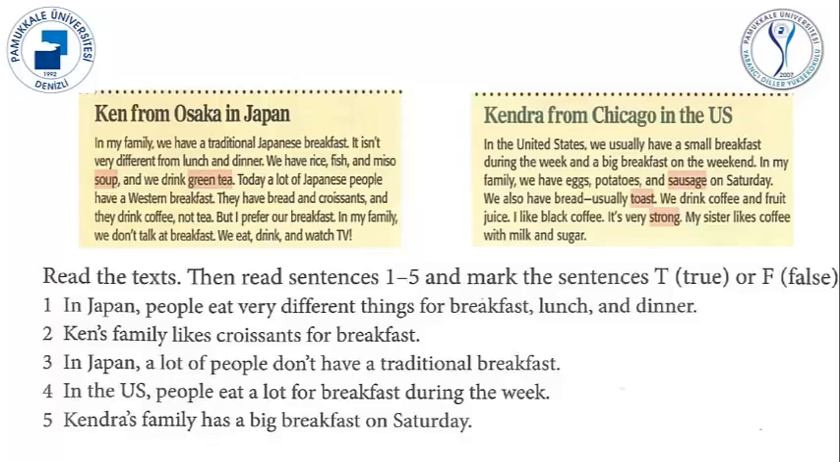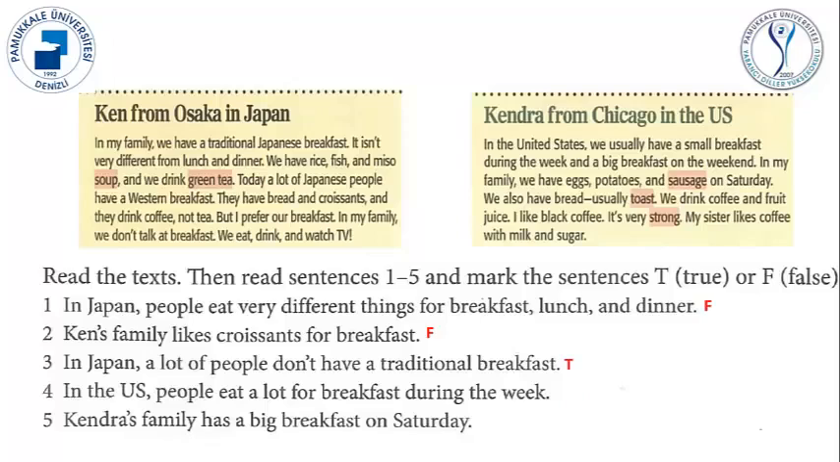And now, read the text, then read the sentences, okay? And mark the sentences true or false. The first one: in Japan, people eat very different things for breakfast, lunch, and dinner. Is it true or false? Do you remember? It's false, of course. They prefer traditional. Ken's family likes croissant for breakfast. No, false. In Japan, a lot of people don't have a traditional breakfast.